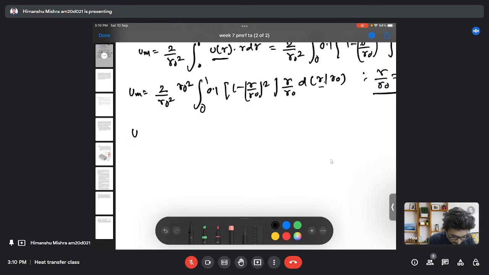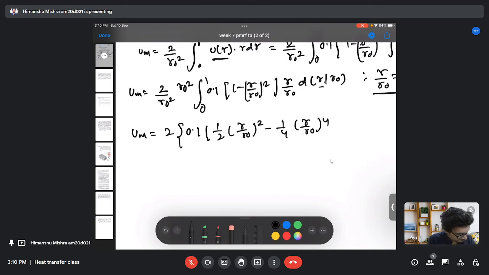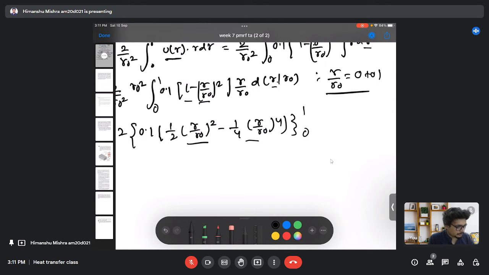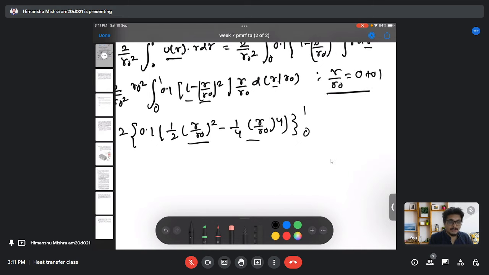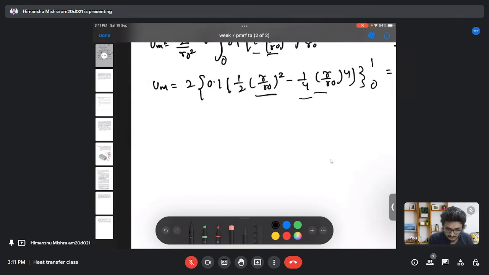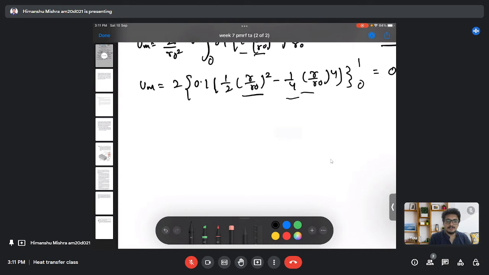So now let's integrate this quantity with respect to r by R0 from 0 to 1. I integrated this term here, and when I put the value of the upper limit and the lower limit inside this expression, I will get the mean velocity as 0.05 meter per second. Now similarly we can use the mean temperature relation to find the average temperature.